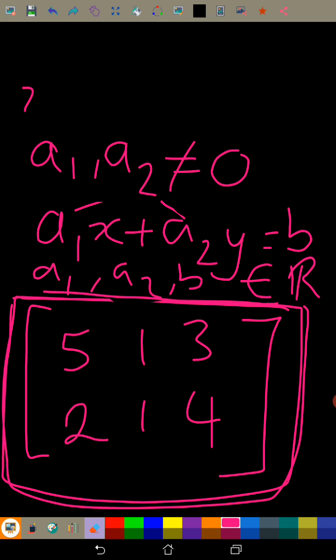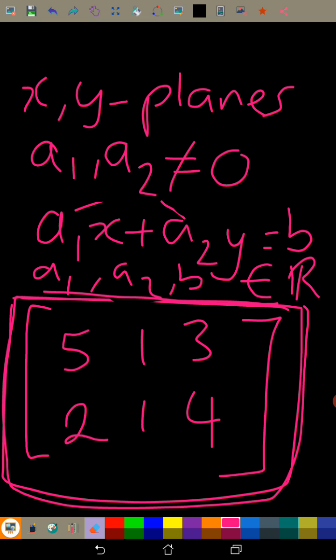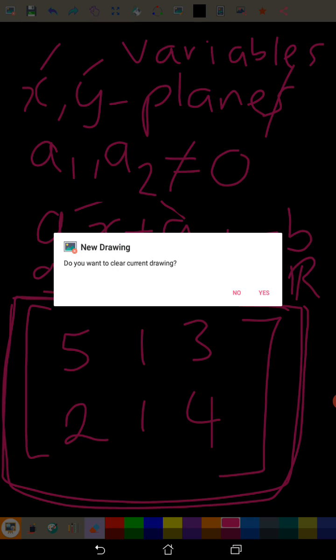What about x and y, these variables? They lie in the plane, the xy plane, and these are variables. Variables means that they can take many values. So basically that's what we're going to learn about. We're going to learn how to solve linear equations with the help of matrices.